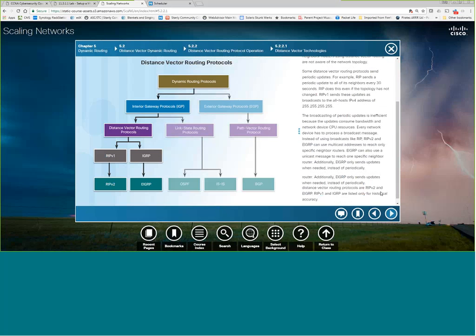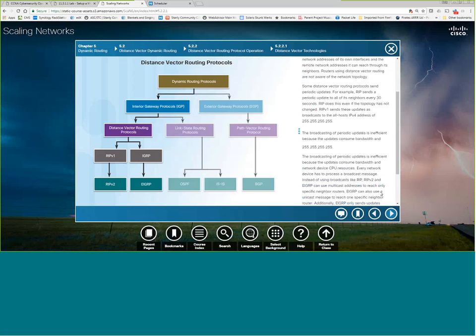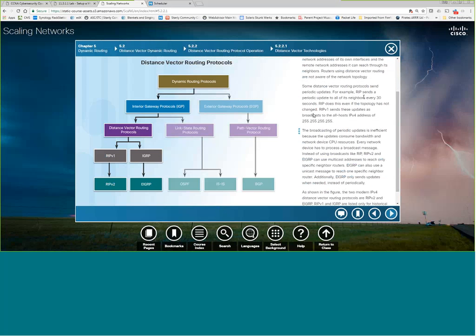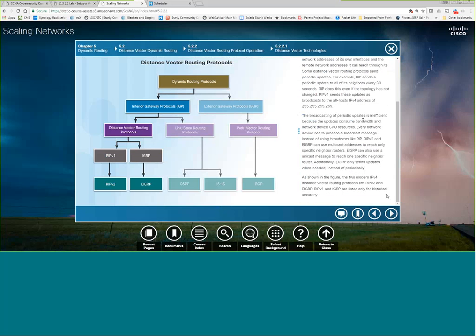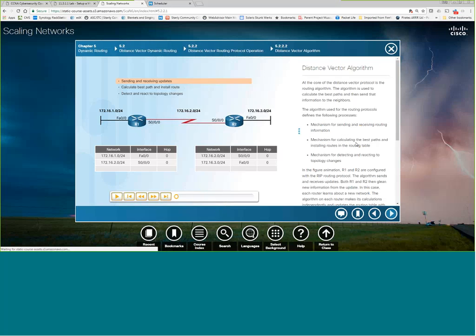So, some of our distance vector routing protocols, RIP-v1, RIP-v2. RIP-v1 sends out, and RIP-v2 sends out every 30 seconds an entire route table. By default, RIP version 1 broadcasts to the all 255 IP address. You're going to learn that RIP-v2 multicasts. Okay. So you've got sending and receiving updates. You've got calculating best path and detecting and reacting to changes. That's what the distance vector algorithm can do.